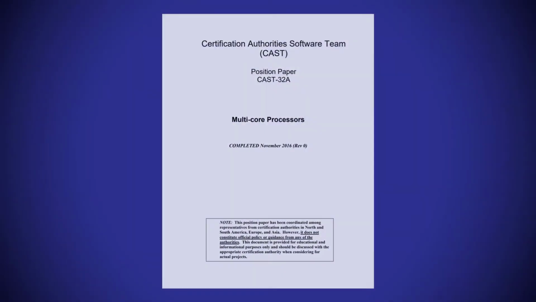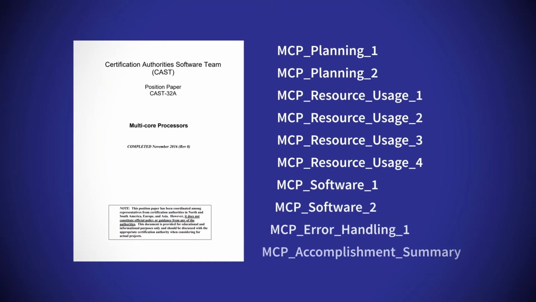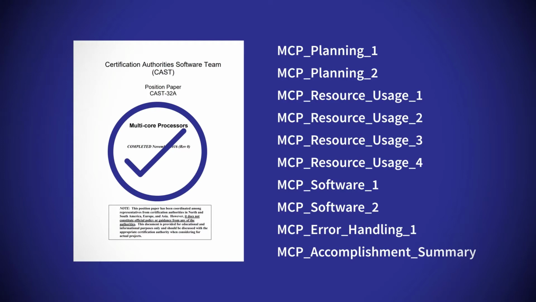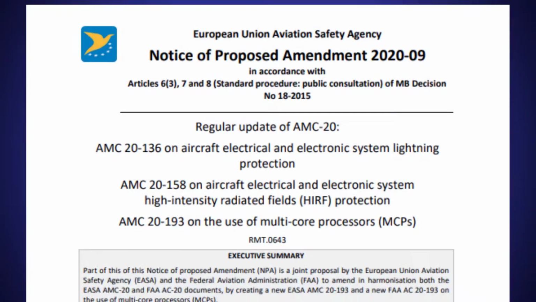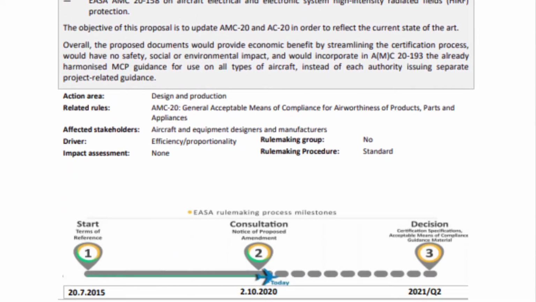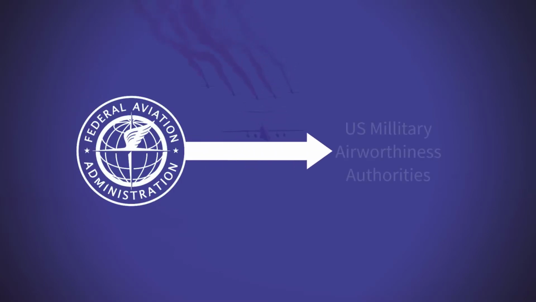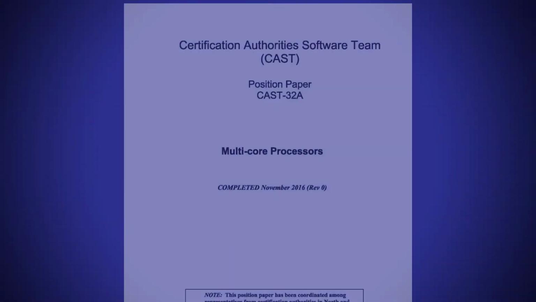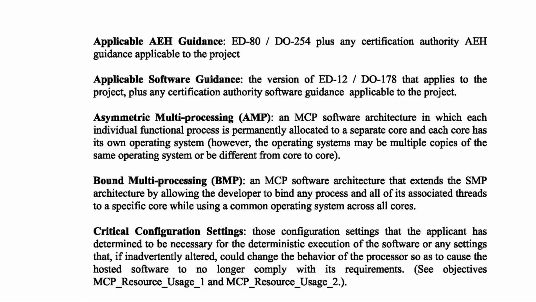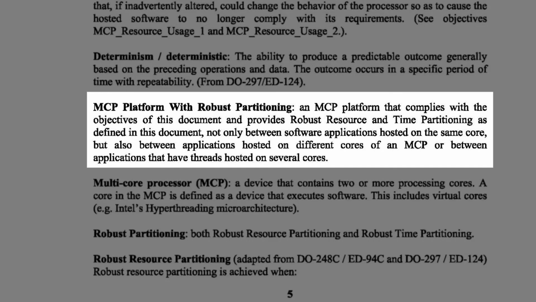The FAA's CAS 32A position paper sets out specific objectives that need to be satisfied when designing multicore systems according to DO-178C guidance. CAS 32A is soon to be formalised via the AC 20-193 Advisory Circular. FAA guidance has often been adopted by US military airworthiness authorities, and CAS 32A is no exception. CAS 32A documentation extends the partitioning concept for multicore processors, with specific reference to providing evidence that partitioning is robust.